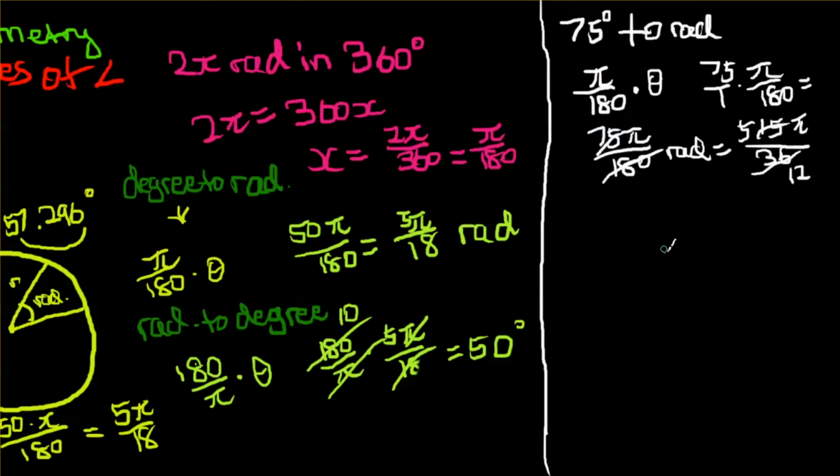Let's do another problem. This time we're going to convert radians back into degrees. So for example, let's have, I don't know, 5 pi over 6 to degrees. Alright, I'll give you 5 seconds. Pause the video if you need to, and then I will solve it.